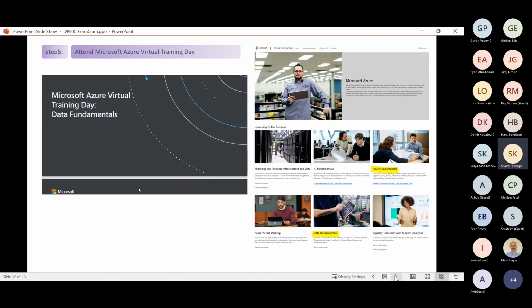Then the last step. This one is very, very important and would be a very good add-on. But I put it as a last step because not everyone will have a viable option for this. So this is Microsoft Virtual Training Day. I attended this. What Microsoft has done is they have a set of live training, and you first have to register for this training day.